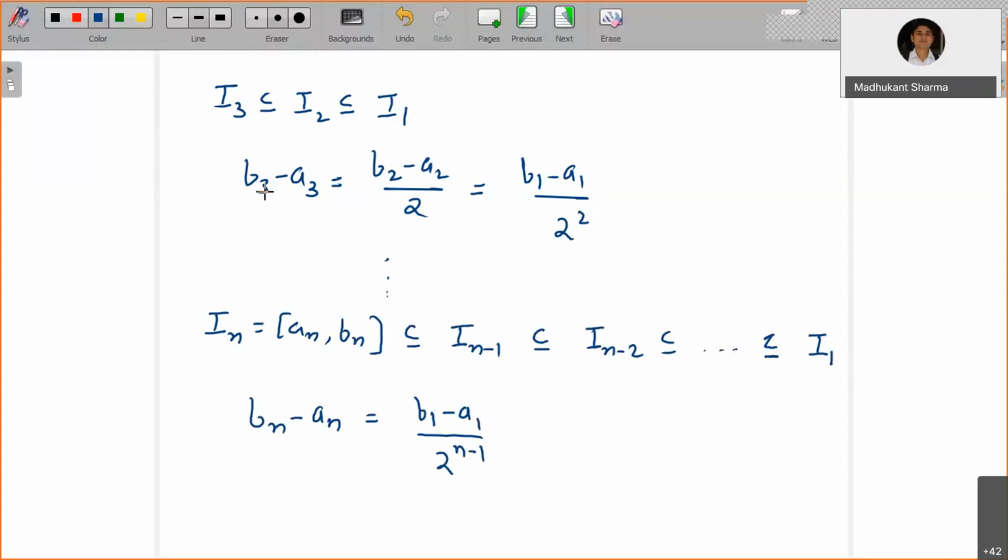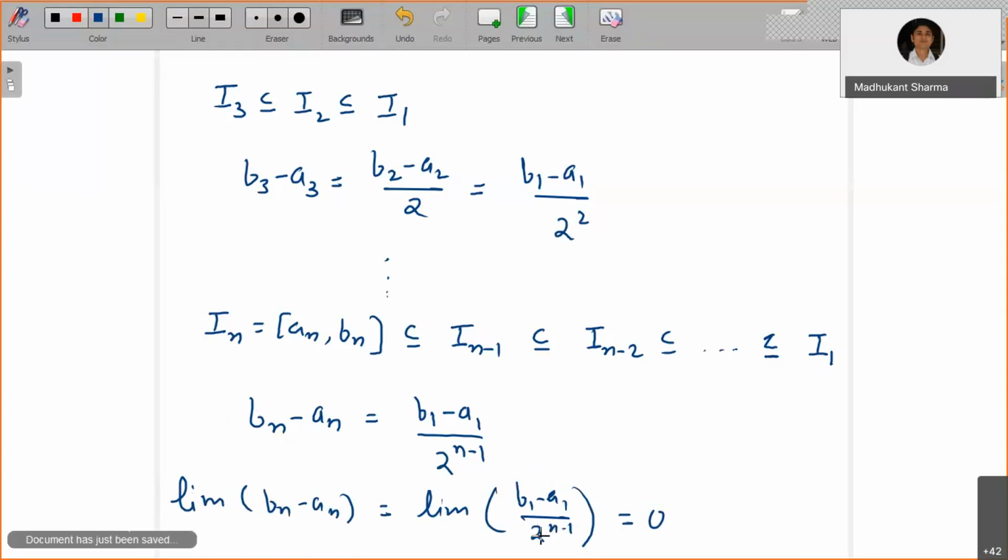If you look at n equals 3, 2 square; n equals 2, you have 2. Okay, so in the limiting case, what is the limit? Before talking about the limit, the limit of bn minus an is equal to the limit of (b1 minus a1) by 2 to the power n minus 1, and that is going to be 0. Because b1 minus a1 is a fixed number, and you have 1 by 2 to the power n minus 1, so the limit of this as n goes to infinity goes to 0.